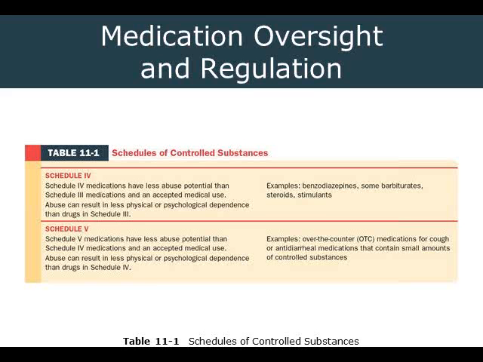And then finally Schedule 5. These medications have less abuse potential than Schedule 4. They are accepted medically for use, and they have an even less likely probability of dependence. These include over-the-counter medications for, say, cough, and antidiarrheal medications with a small amount of controlled substances. Sometimes codeine gets used in some of these things, so that would be a Schedule 5 medication.